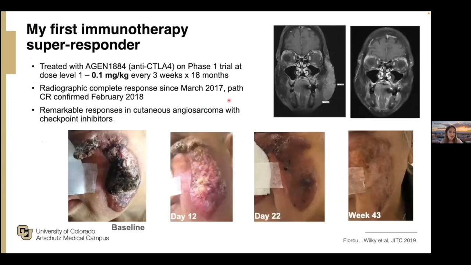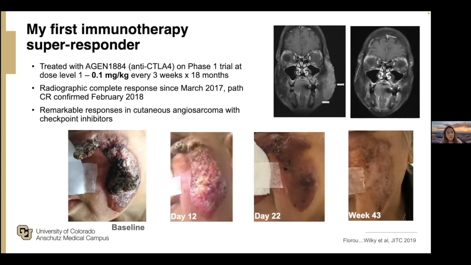So do checkpoint inhibitors work in sarcomas? Well, the answer is yes. This is the patient that really changed my whole career towards focusing on trying to figure out how to make immunotherapy work for all sarcoma patients. This lady's 60 years old. She has cutaneous angiosarcoma, or a blood vessel cancer on her face that you can see here.